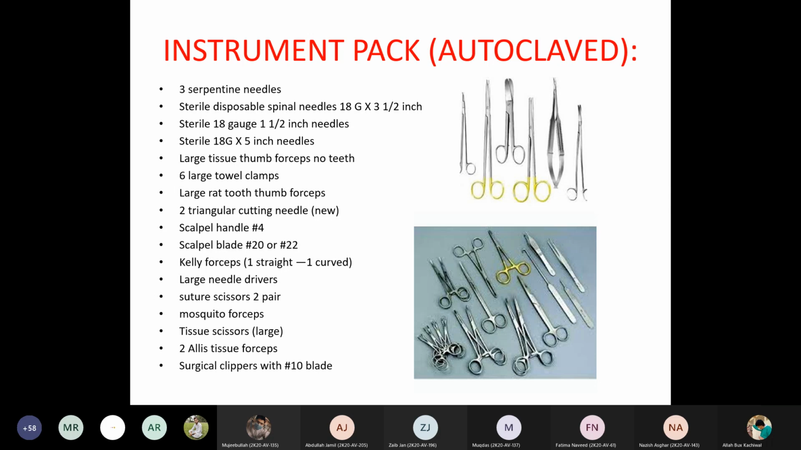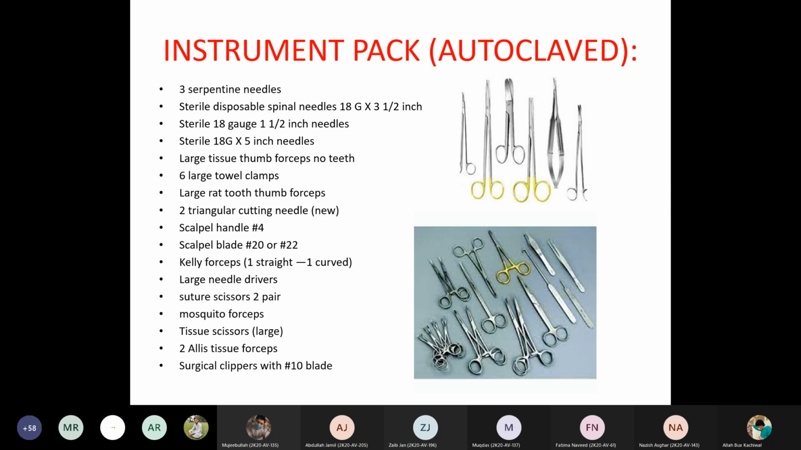A large needle driver is required to suture the area. Suture scissors, 2 pairs, are required. Mosquito forceps are required. Large tissue scissors are required. 2 LS tissue forceps are required. A surgical clipper with a number 10 blade. These are the instruments which must be autoclaved or sterilized, and the pack has to be sterilized, and these instruments will be used in the surgery. So you have to list these required instruments and required material.